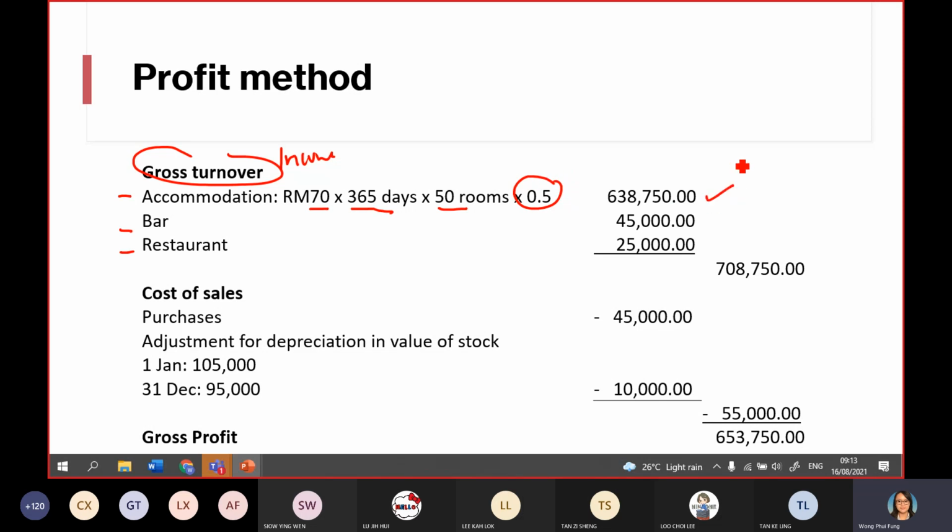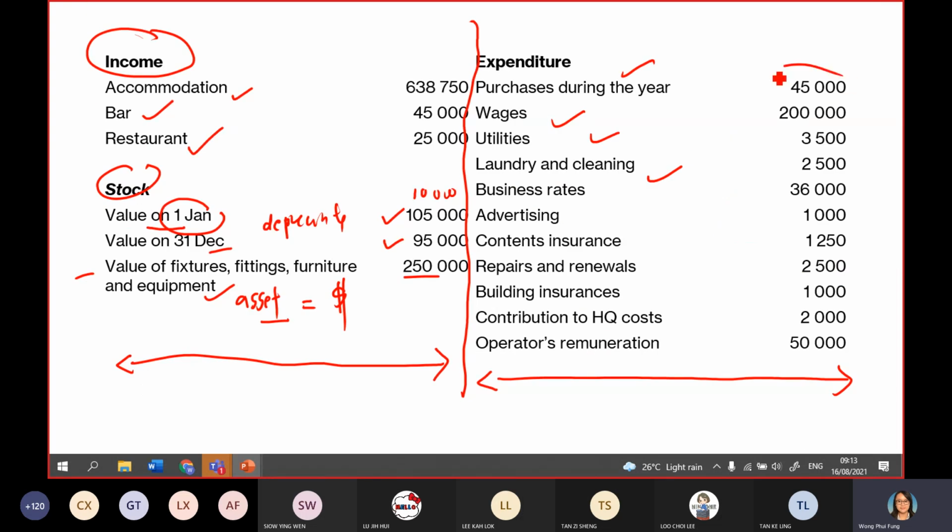So this is the income that comes from accommodation, plus the bar business, restaurant business. Sum up everything, this is the revenue. Then the next part is minus the cost. So in the account, purchase of stock. This one is actually in the account. I think it's this one.